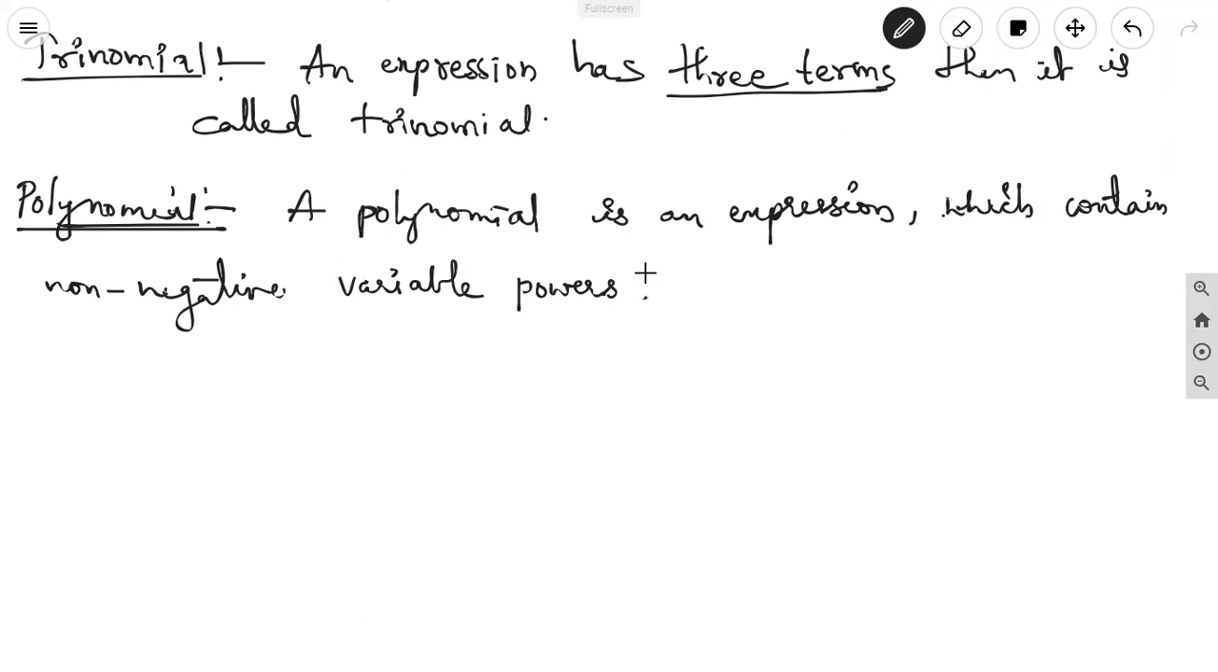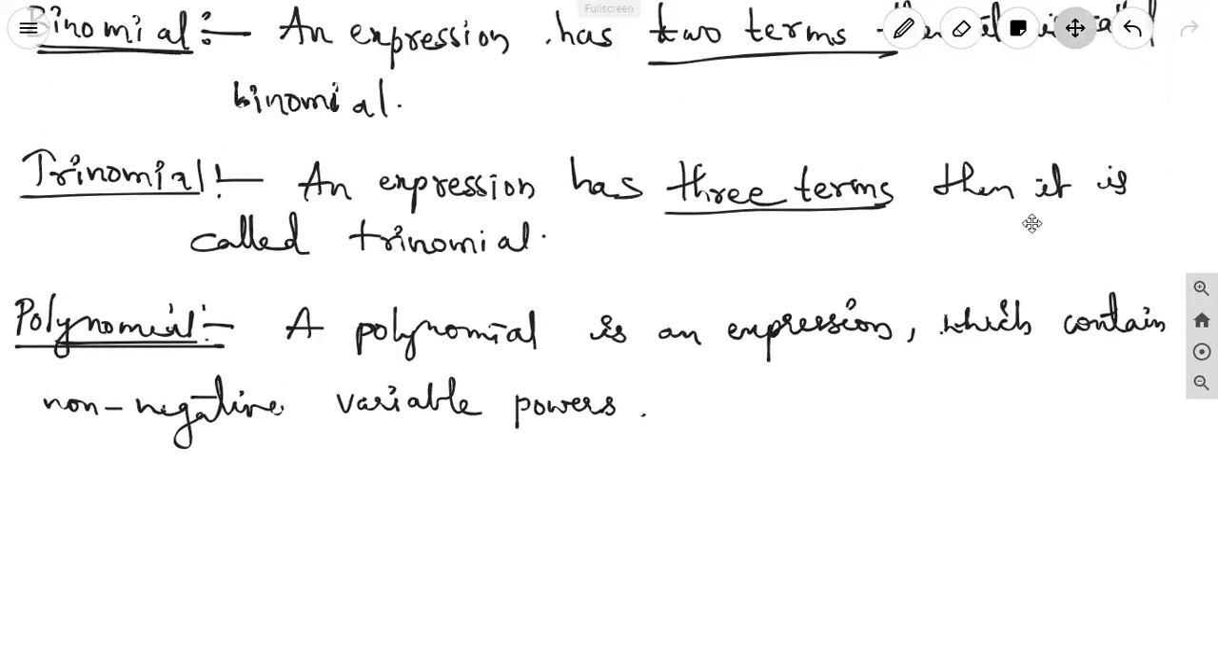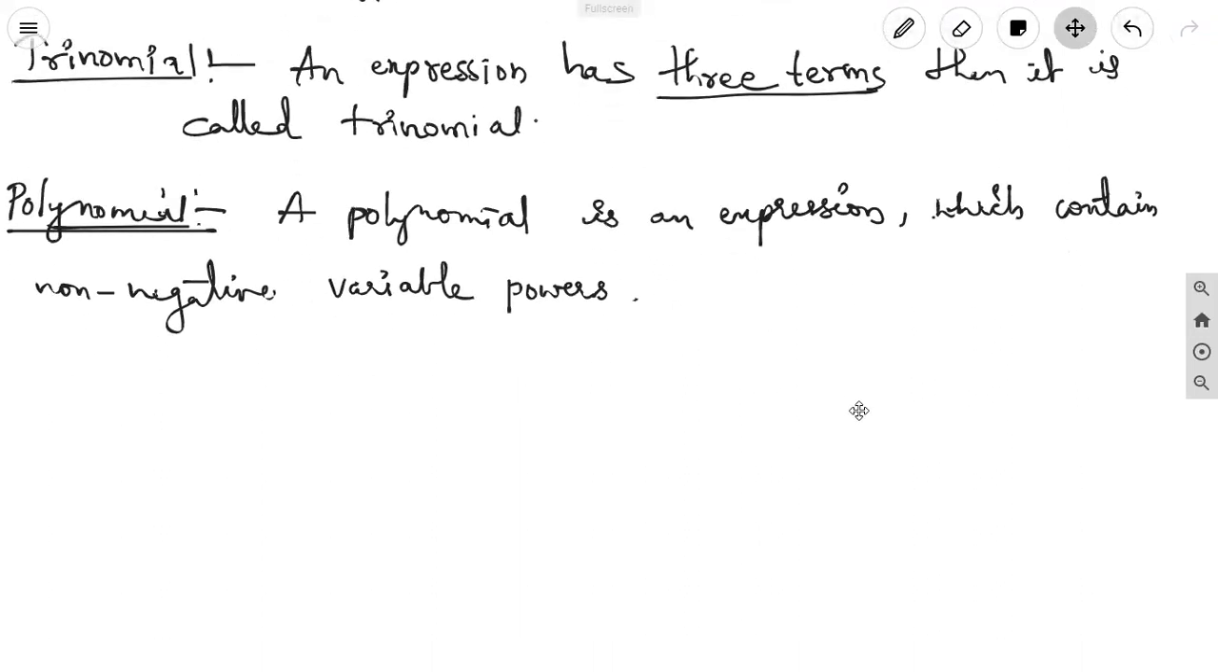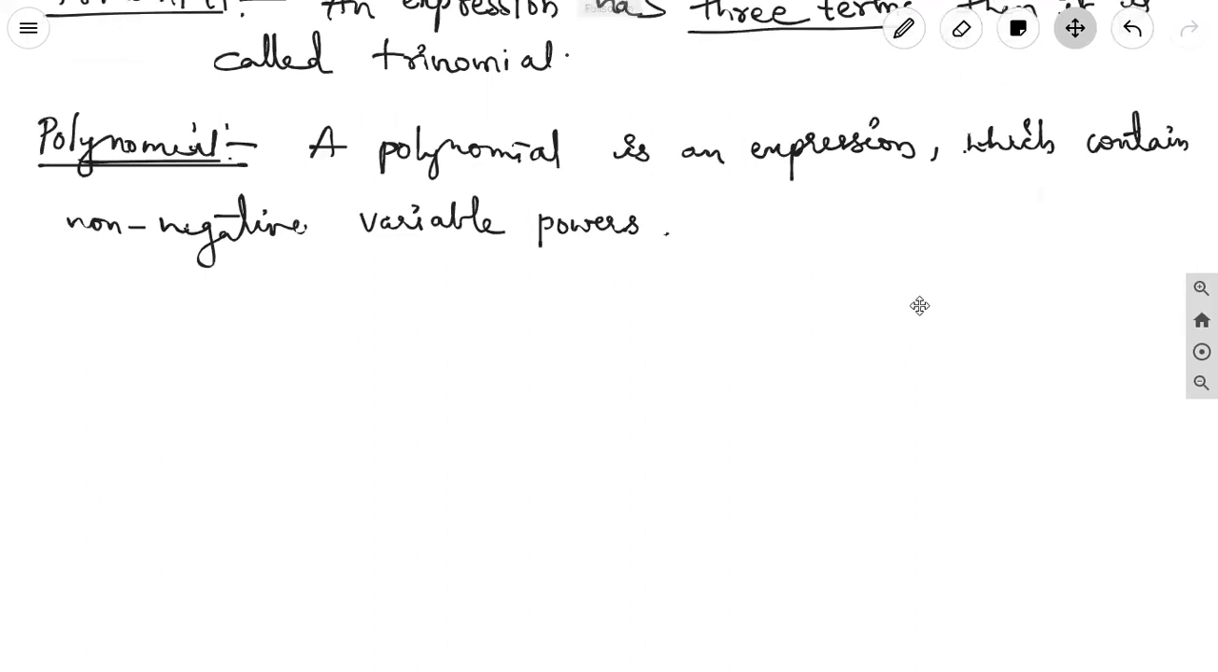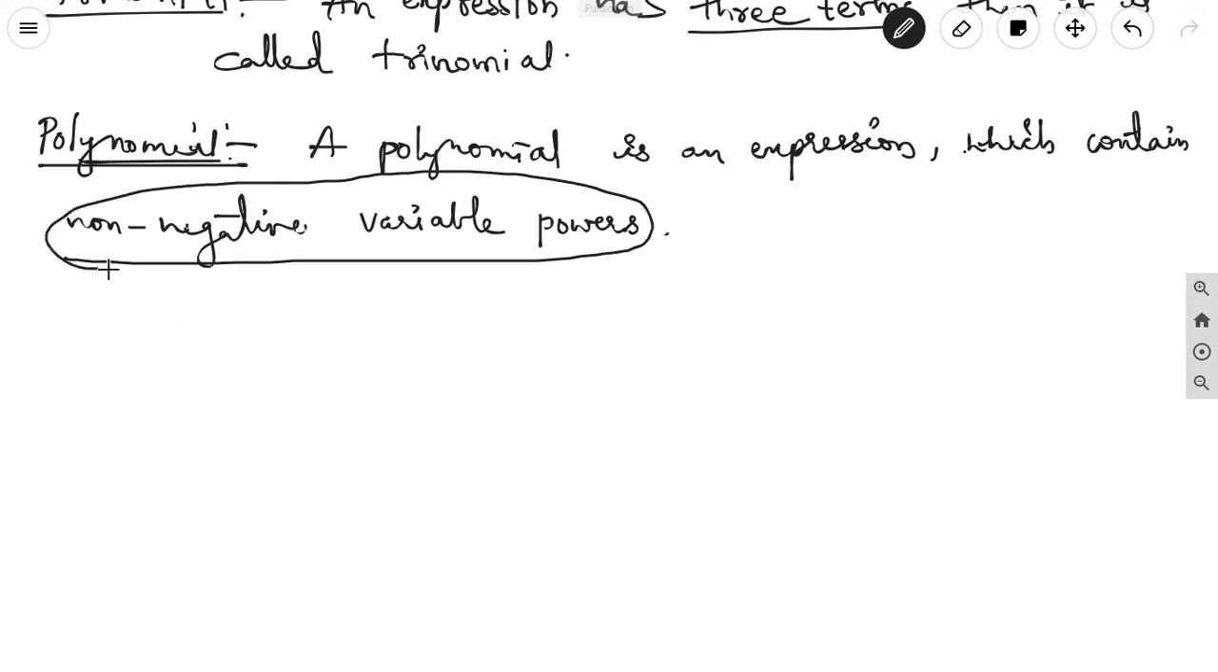If the expression has one term, it is a monomial; two terms, binomial; three terms, trinomial; more than three, multinomial or polynomial. Each expression is formed from variables and constants, and the variables' power should not be negative. That is called a polynomial. Next definition, like and unlike terms.